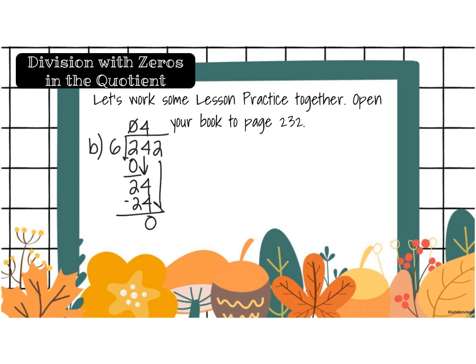Subtract, bring down. Now I'm dividing 6 into 2. 6 goes into 2 0 times. 6 times 0 is 0. Subtract. I don't have anything to bring down. So my answer is 40, remainder 2 for B. Is everybody good on that one? You can shorten it for sure. You can leave out that first step.